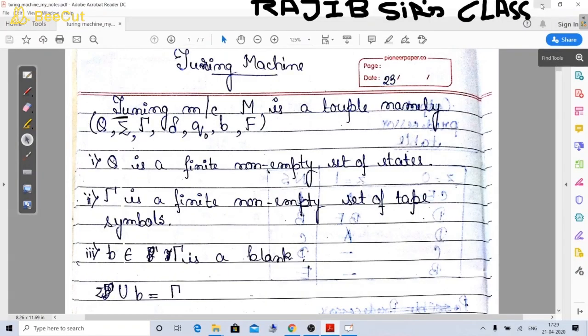Welcome, student. Today, my topic of discussion is the Turing machine. And as you know, this Turing machine is named after our great Alan Turing.